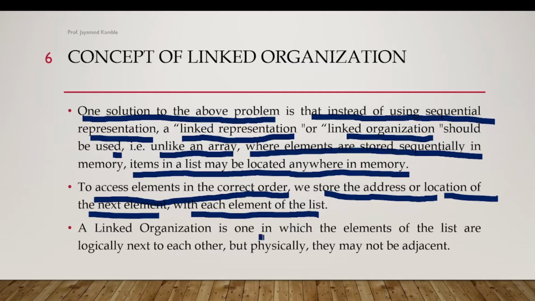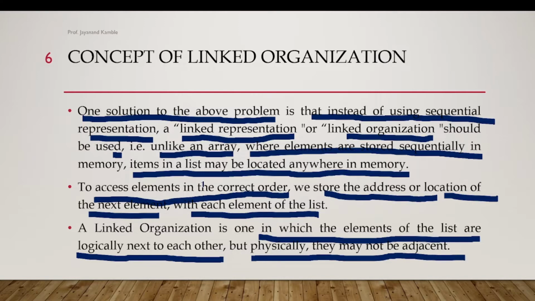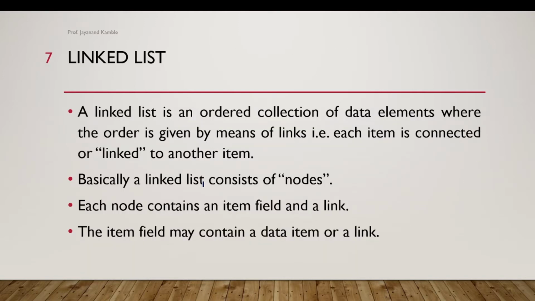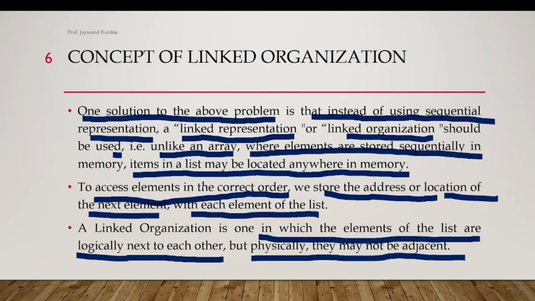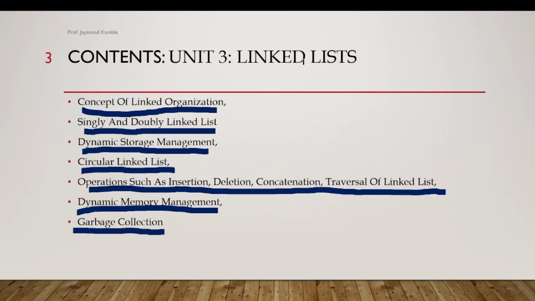Linked organization is one in which the elements of the list are logically next to each other, but physically they may not be adjacent. Now before looking at linked list, I will just give you one example of the linked organization. See what happens actually. Okay, here we have the space. Now when we create the first element, this is the first element having the data part, and the address of the next part in linked allocation.